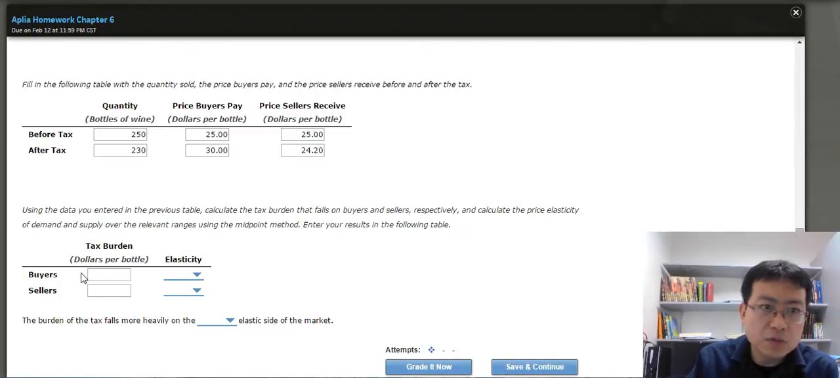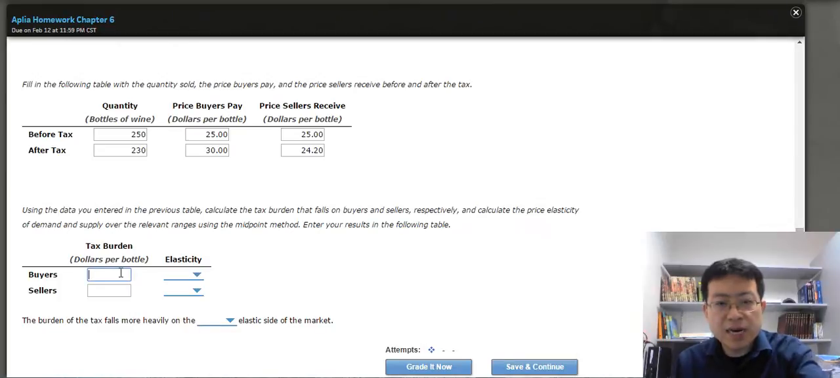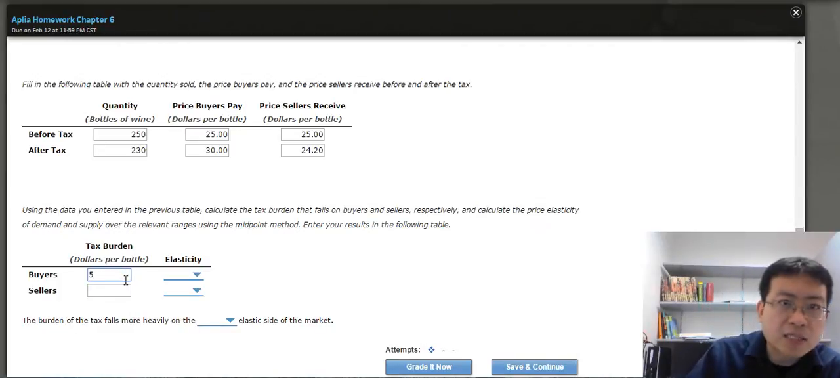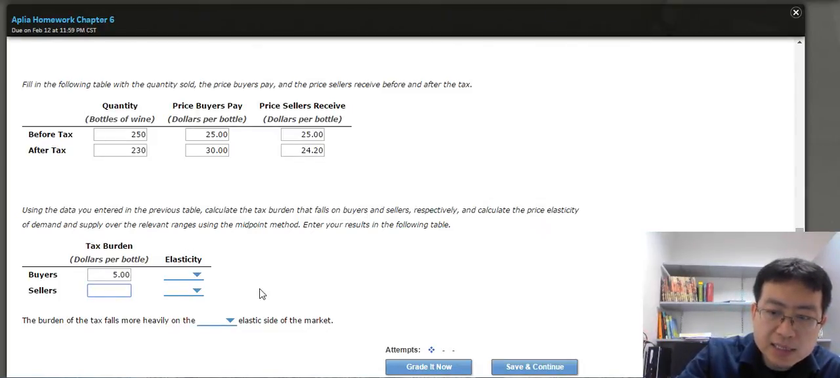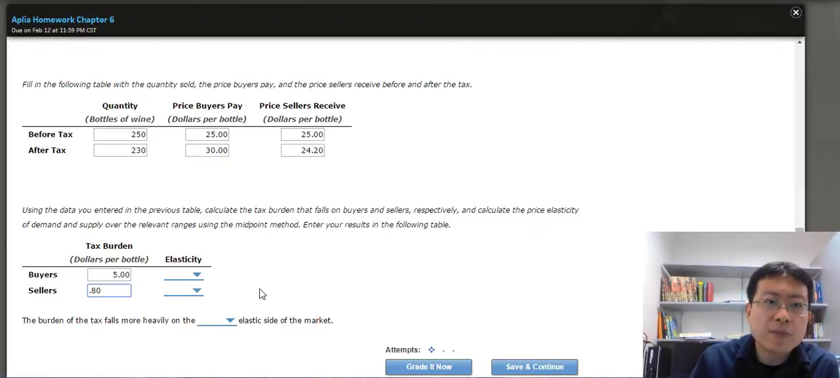Now, next part of the question, we need to know the tax burden. So the dollar per bottle of the tax paid by buyers and tax paid by sellers. So before tax, buyers pay $25, and after tax, buyer pays $30. So the price change for buyer is $5, that's the burden of the tax the buyer pays. And then for seller, before tax, seller received $25, and after tax, seller received $24.20. So the burden on sellers is just 80 cents. That's the difference between how much you pay and how much you receive.